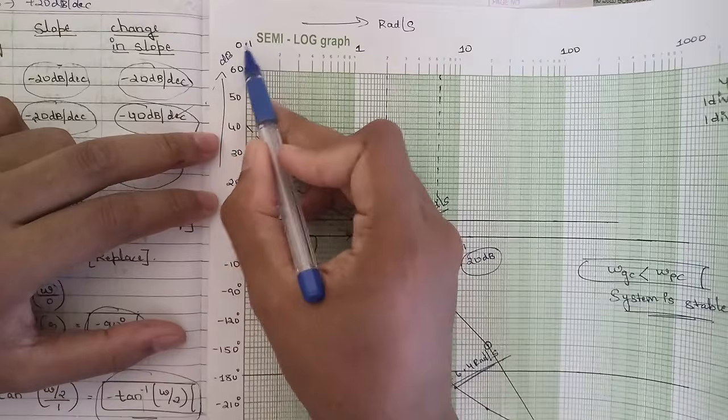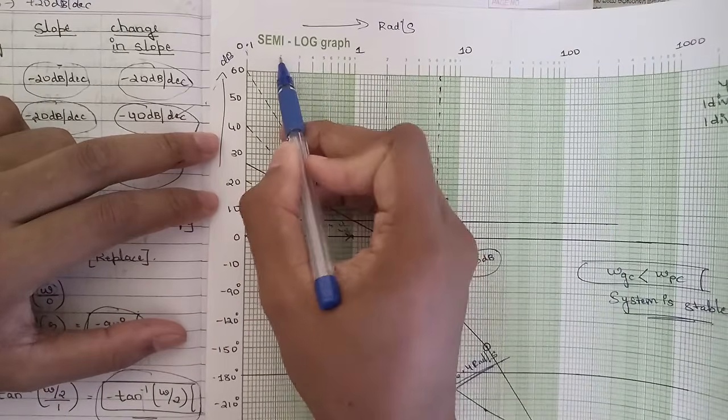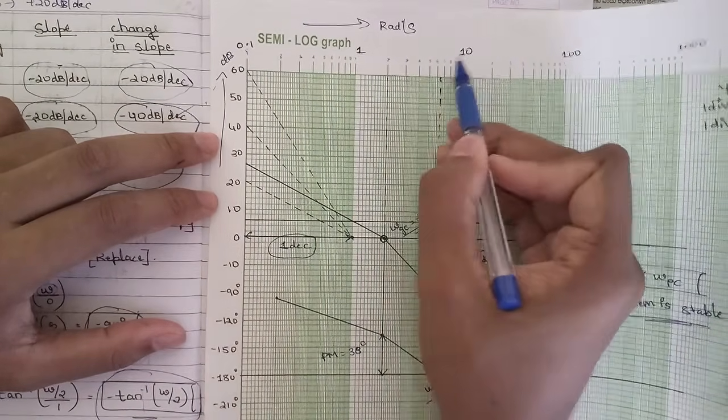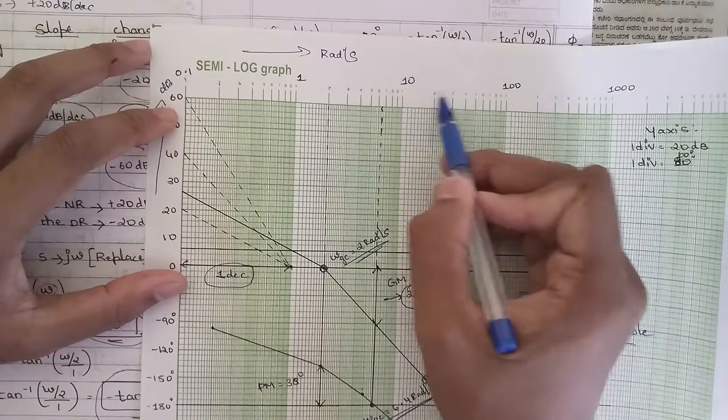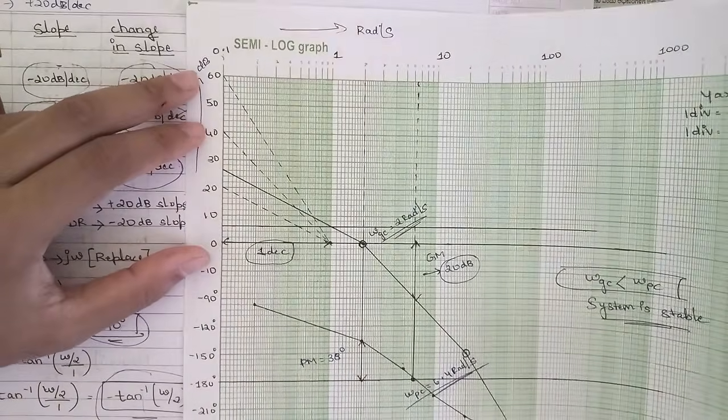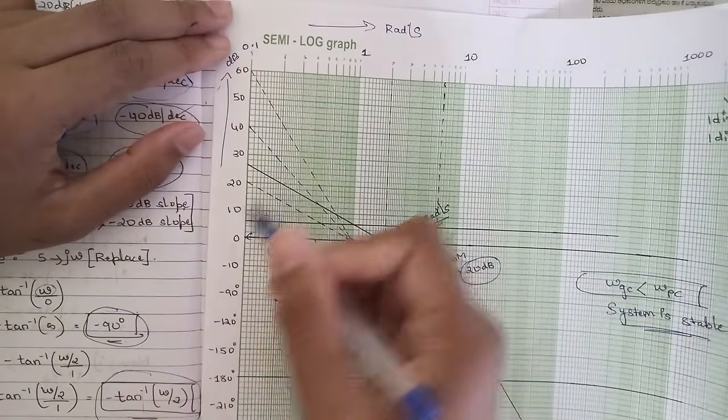Okay, so here this is 0.1 radian per second, 0.2, 0.3 up to 1, then we have 1, 2, 3 up to 10, then it is 10, 20, 30 up to 100. Hope you might be knowing this. Hope all of you have used the semi-log sheet. Then here these are the values for decibels.